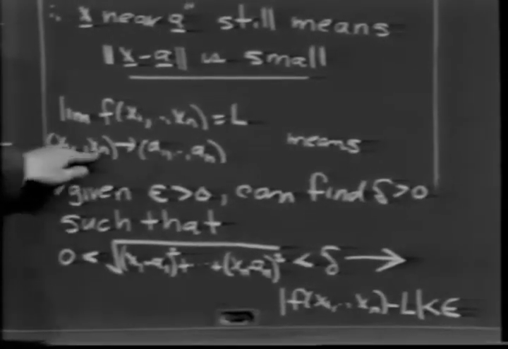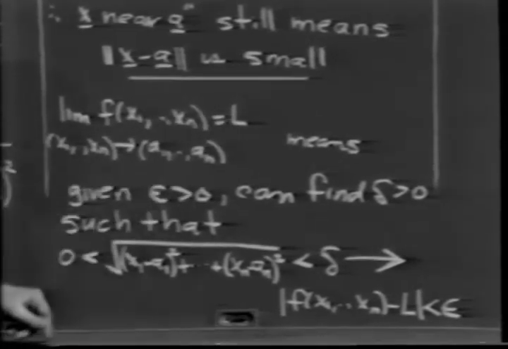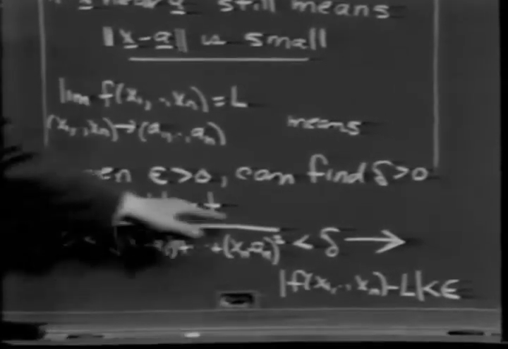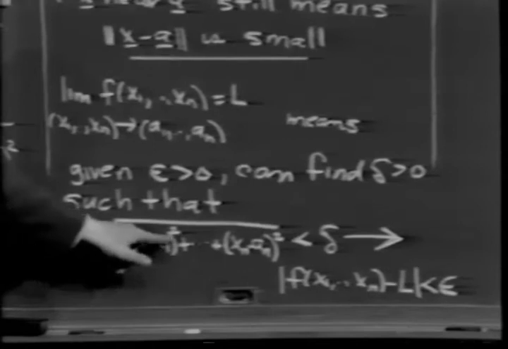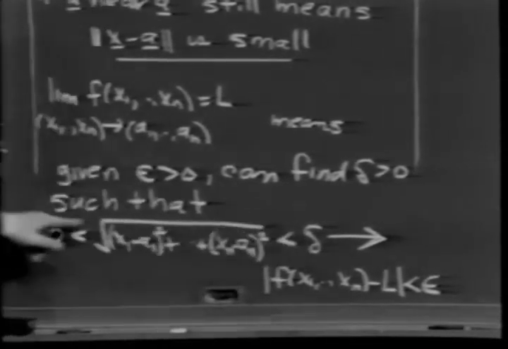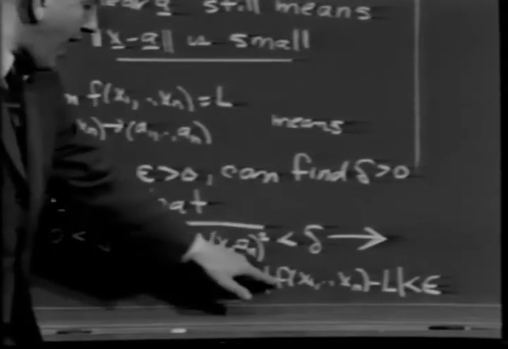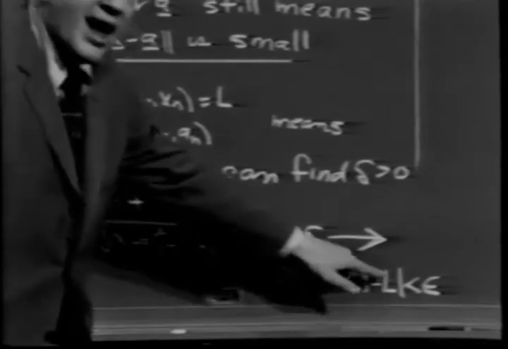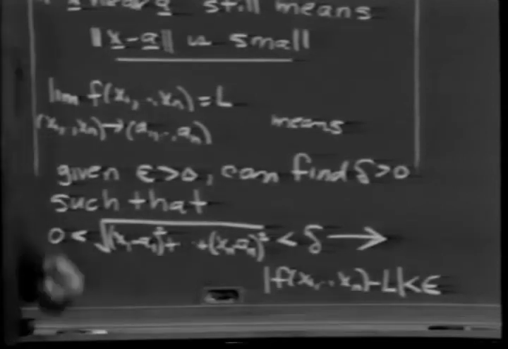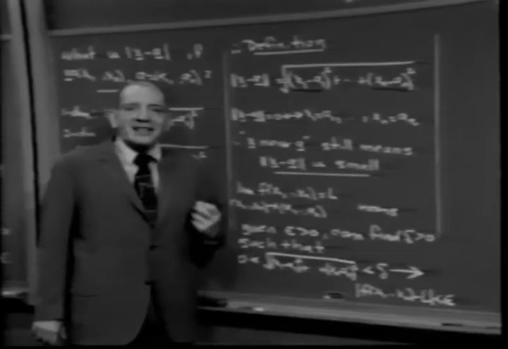to xn as x1 approaches a1, etc., and xn approaches an equals L, means that given epsilon greater than 0, we can find delta greater than 0 such that whenever the square root of (x1 minus a1) squared plus, etc., (xn minus an) squared is less than delta but greater than 0, then the magnitude, you see these are numbers here, the magnitude of f of x1 up to xn minus L is less than epsilon. In other words, this definition here happens to be the traditional definition, okay?